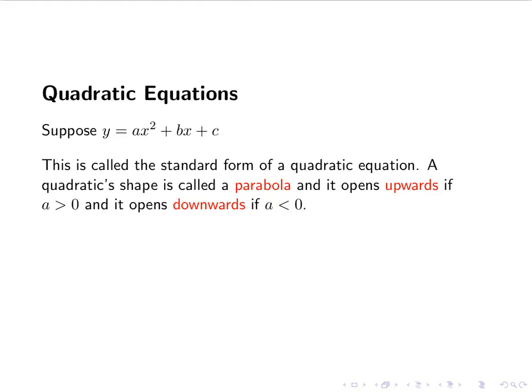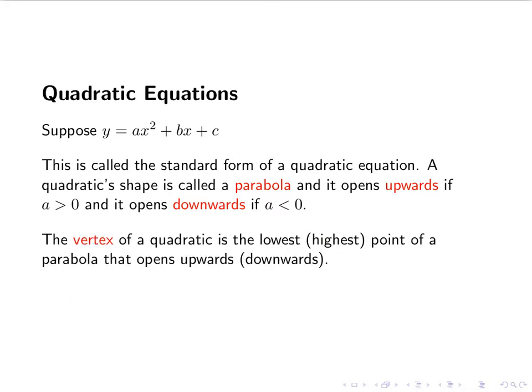The quadratic shape when we graph it is called a parabola, and it opens either upwards or downwards depending on the sign of a. If a, the coefficient of x squared, is positive, then the parabola opens upwards, which means that it looks something like this. If a is negative, then it opens downwards, which is something like this. So it's the same shape, it's just possibly flipped upside down.